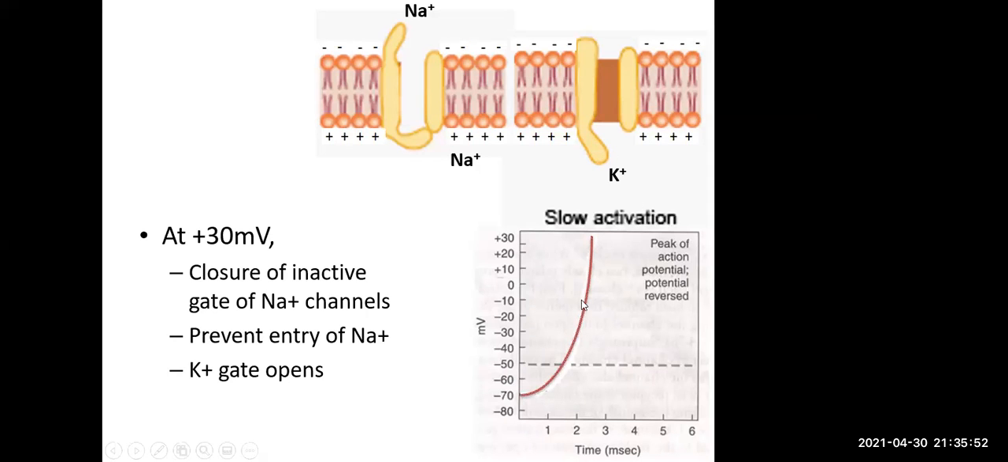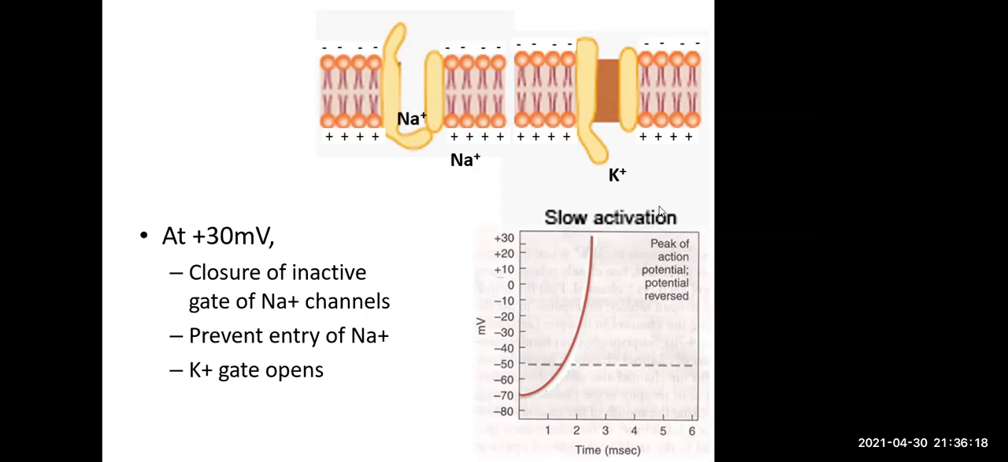Till how long is it kept open? The sodium channels are kept open up to plus 30 millivolt. At 30 millivolt, the sodium ion cannot enter inside. Why? The inactivation gate, you can see, is another gate that closes. Because of this closure of the inactivation gate, the sodium ion cannot enter inside the cell.